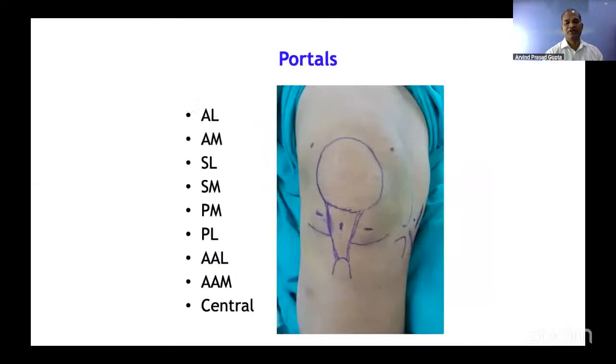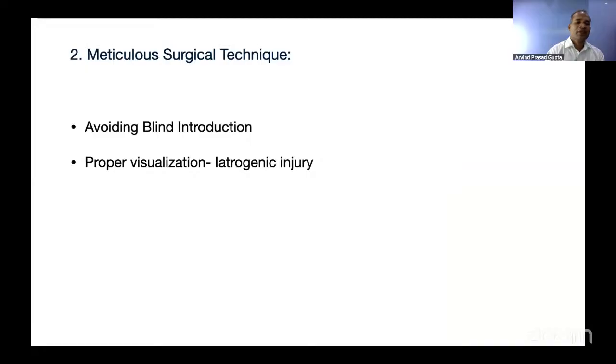And then you make all these portals starting from anterolateral, anteromedial, superolateral, superomedial, then the posteromedial portal. So this landmark marking is very important before you start the surgery, particularly if you are a beginner and you have just started doing your arthroscopy cases. Then proper visualization is very important when you put your scope inside the knee joint. That will prevent iatrogenic injury.